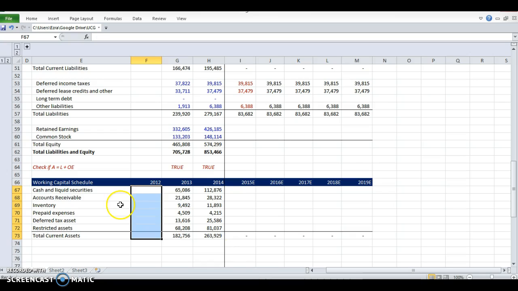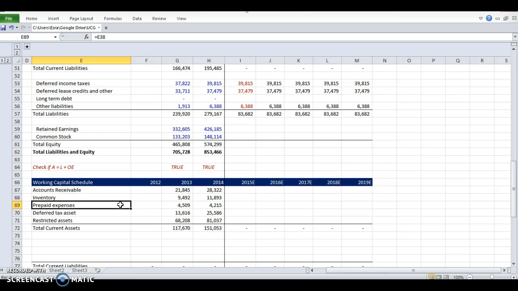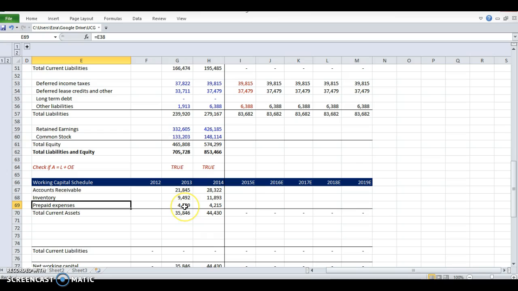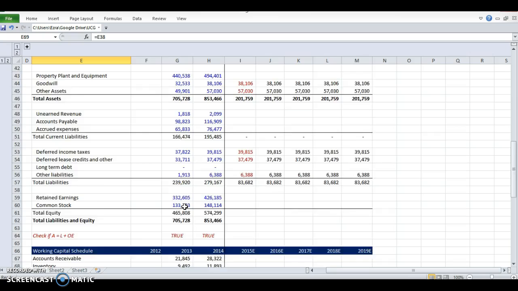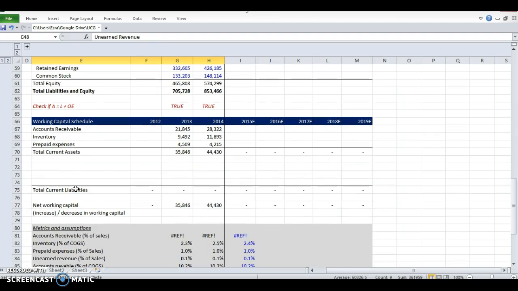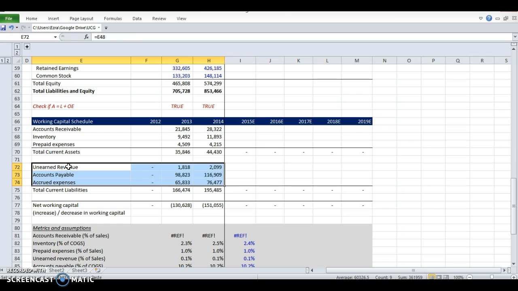All right, so these are all of our current assets. I'm only going to use the accounts receivable, inventory, and the prepaid expenses. The other ones aren't really part of our working capital. These are the main ones. And then I'm going to grab the current liabilities and do the same. All right.